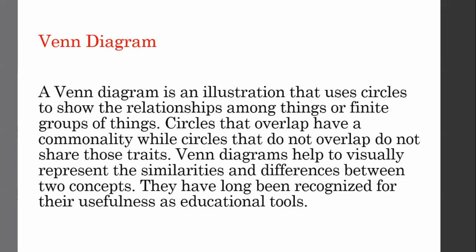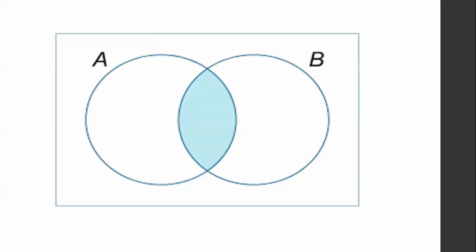Venn diagrams help to visually represent the similarities and differences between two concepts. And they have long been recognized for their usefulness as educational tools. So, Venn diagrams simply show the similarities and differences of the concepts presented in a text. And this is useful when you compare and contrast those concepts. So, this is an example of a simple Venn diagram wherein two concepts are being compared.